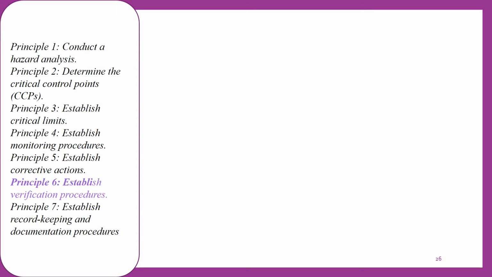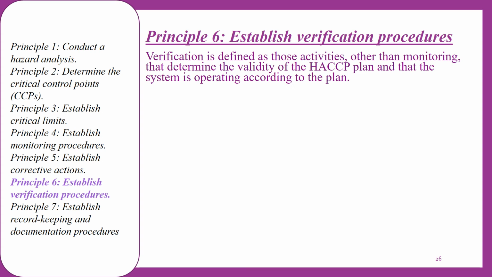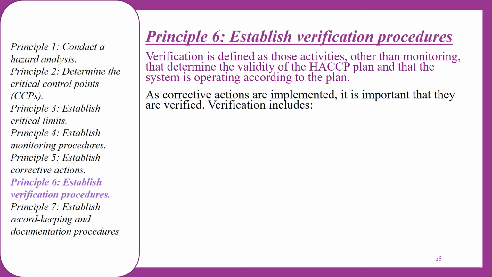After that, we come to the sixth principle, establish verification procedures. Verification is defined as those activities other than monitoring that determine the validity of the HACCP plan and that the system is operating according to the plan. As corrective actions are implemented, it is important that they are verified.